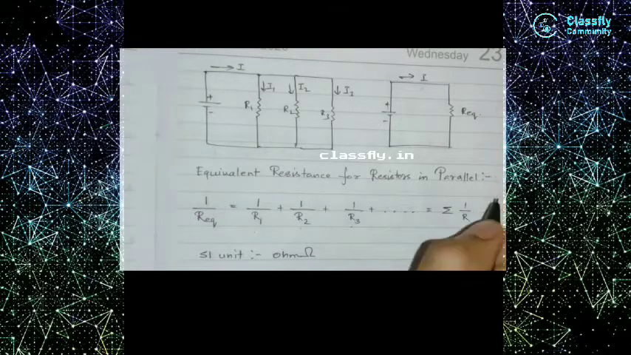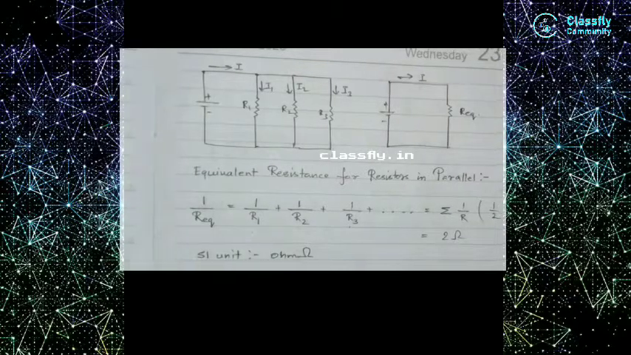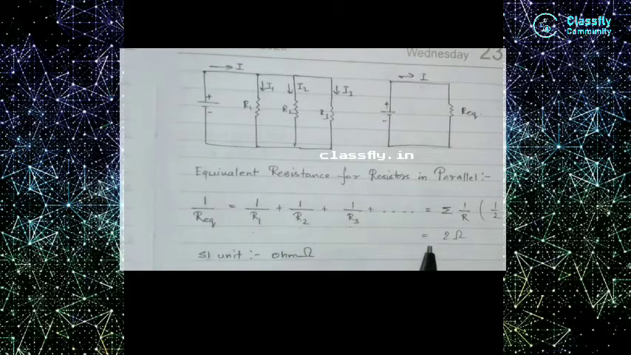But you have to note that whatever we get is in the inverse form. That is, the total resistance is in the inverse form. So whenever you write the total resistance or the R equivalent, reverse it. If it would be 1 by 2, then the resistance will be 2 ohm. Now, as it is the equivalent resistance, the SI unit will be ohm.